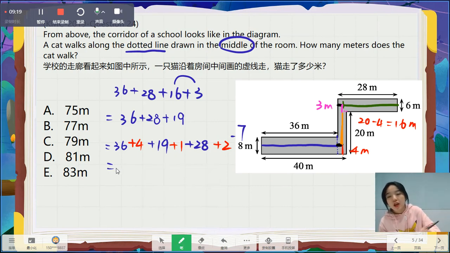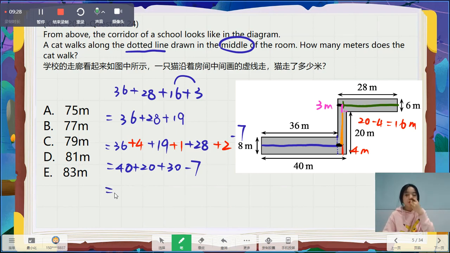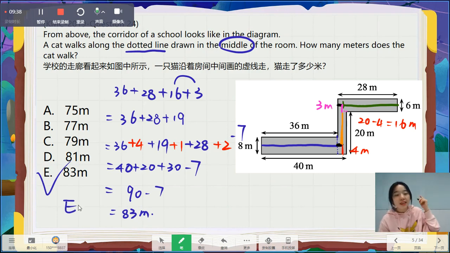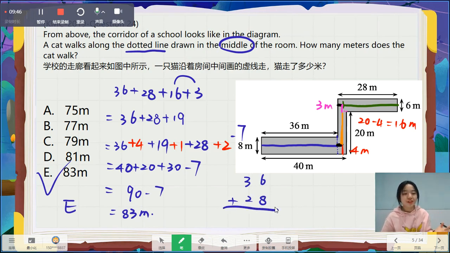Now let's calculate it. 36 plus 4 equals 40, plus 20, plus 30, minus 7. We get 60 plus 20 plus 30 equals 90. 90 minus 7 equals 83 meters. So that's our final answer. It's option E. Also, you can just write down 36 plus 28 and do a column addition on a piece of paper, which can also work. You can use more than one method to check if you have got the correct answer.